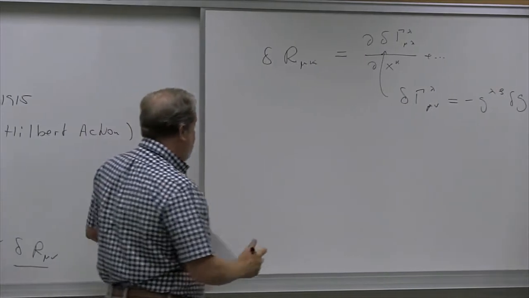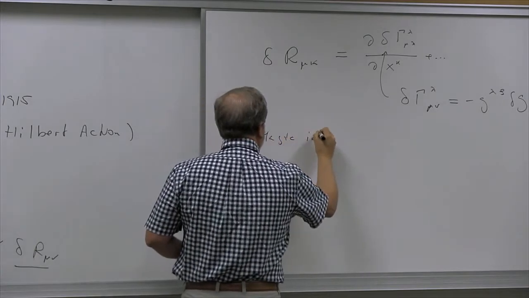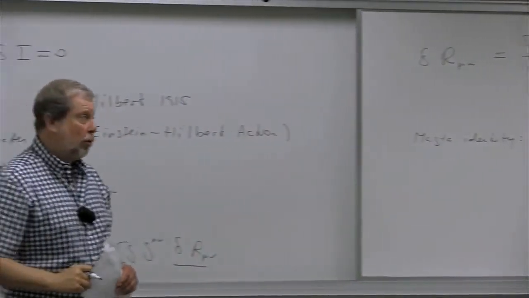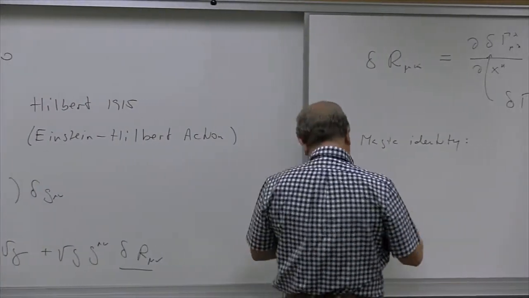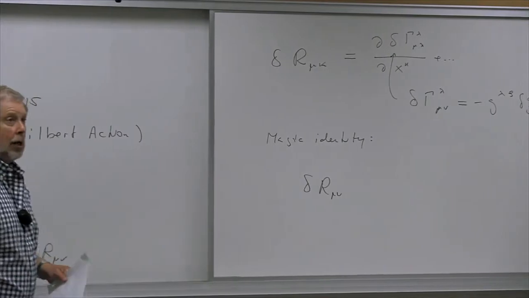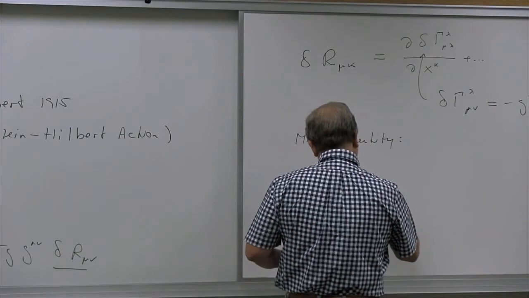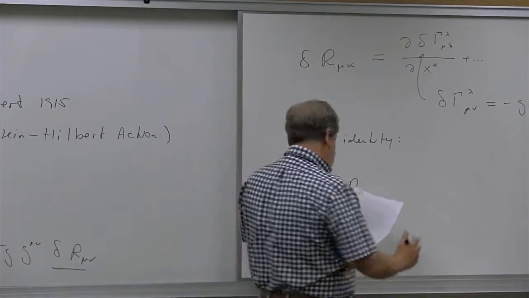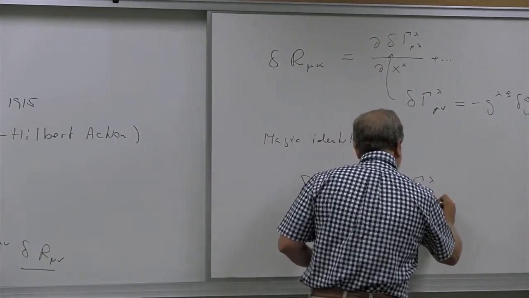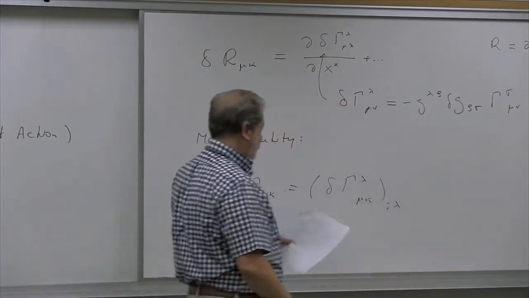But there is an identity. There is a magic identity that says that if you look at the variations of the Riemann tensor, the Ricci tensor in this case, the variation of R mu nu can be written as a combination of covariant derivatives. And so we write delta R mu k is equal to the variation of gamma lambda mu k, and then semicolon, that is covariant derivative with respect to lambda.